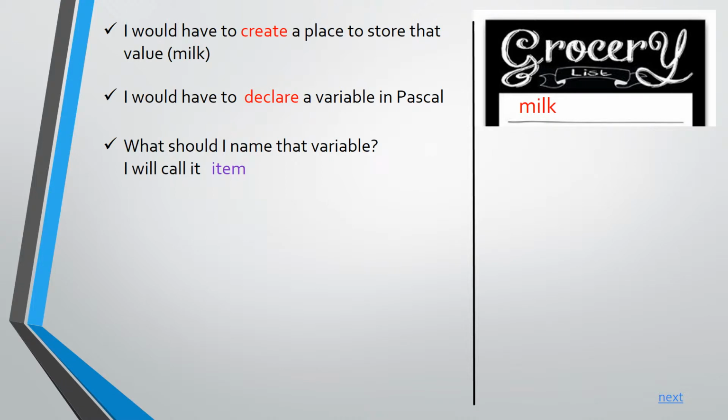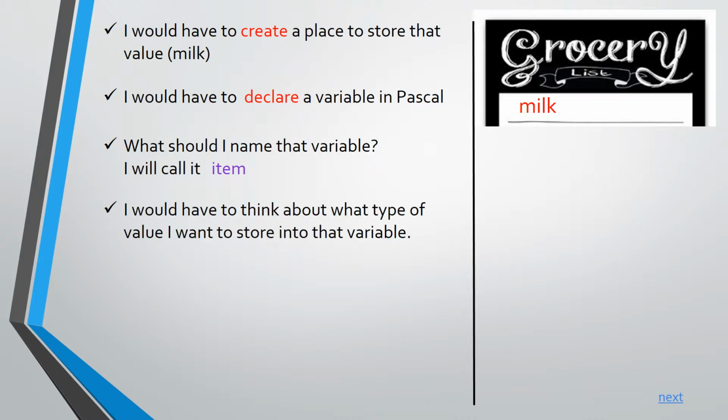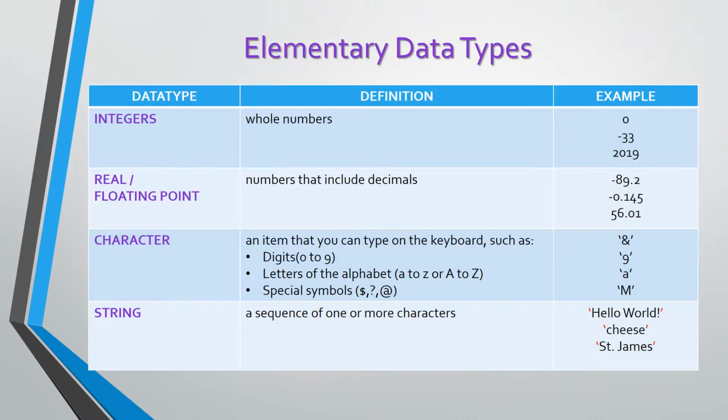What should I name that variable? I will call it item. I would have to think about what type of value to store into that variable. I would have to decide on a data type. This list of items here is intended for students to be able to think about what they should think. It is a scaffolding method that I used. So next, a hyperlink is put to another page on elementary data types.